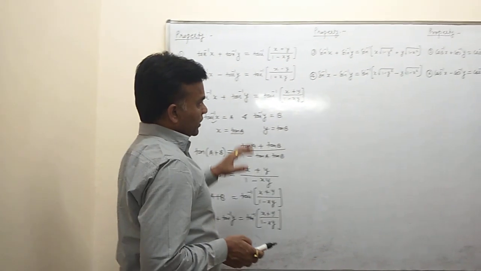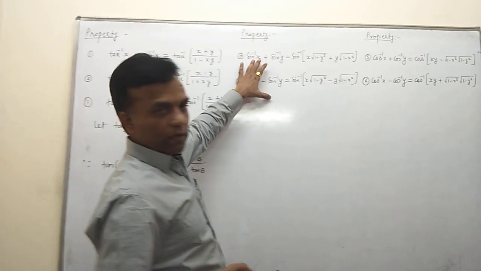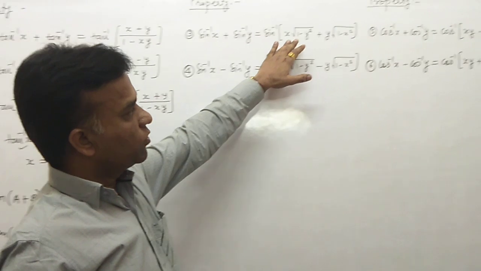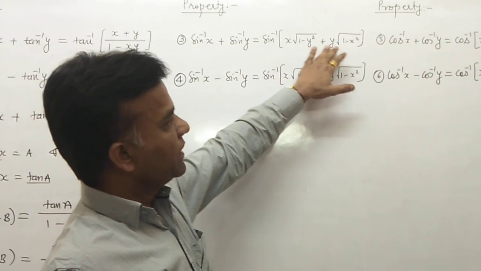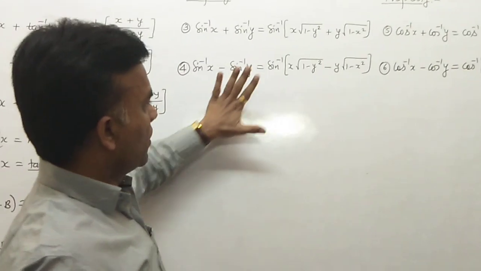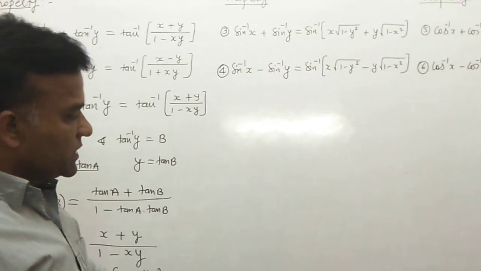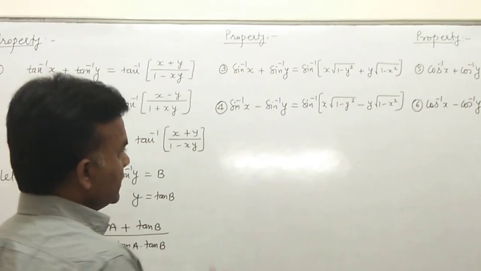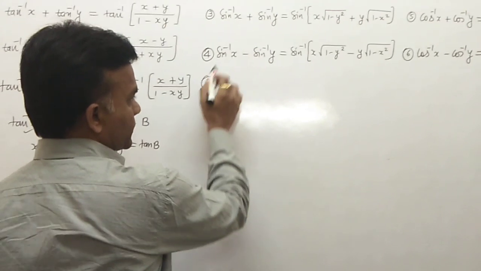Okay, then now we have another property with respect to sine. Sine inverse x plus sine inverse y equals sine inverse of x under root 1 minus y square plus y under root 1 minus x square. Okay, so now we apply the same procedure here, like tan inverse A and tan inverse B. Similarly, this is formula 3, which we first prove.